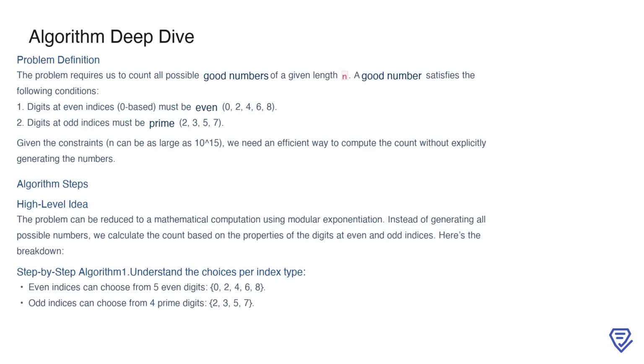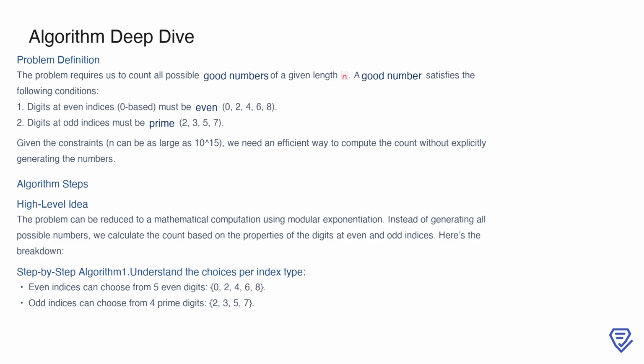In this problem, we need to determine the count of all possible good numbers of a given length n. A number is considered good if it satisfies 2 specific criteria. Digits at even indices, which are 0-based, must be even, meaning they can only be one of 0, 2, 4, 6, 8, while digits at odd indices must be prime, restricted to 2, 3, 5, 7. The challenge lies in the constraints, as n can be as large as 10 to the power of 15, making it impractical to generate and check each possible number. Instead, we need a mathematical approach to efficiently calculate the count.